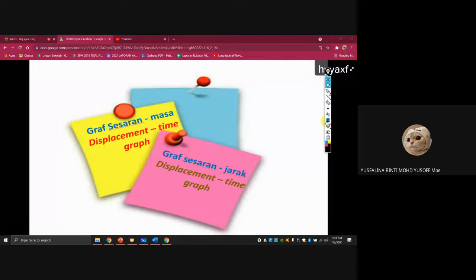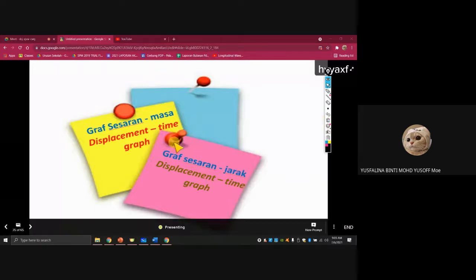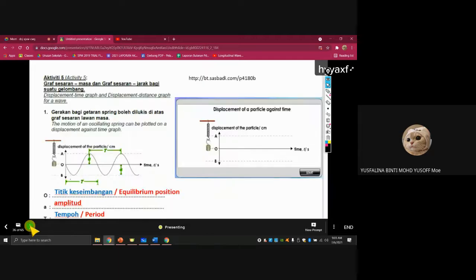Okay, so this one is a graph of displacement against time, and also a graph of displacement against distance. Let's see here. It says that the motion of an oscillating spring can be plotted on a displacement against time graph. Actually, there's a video here.